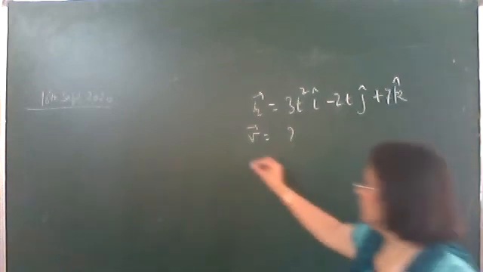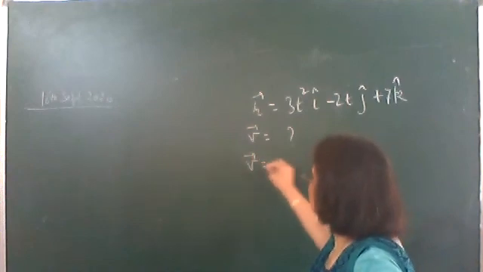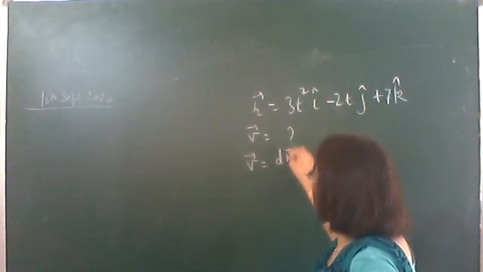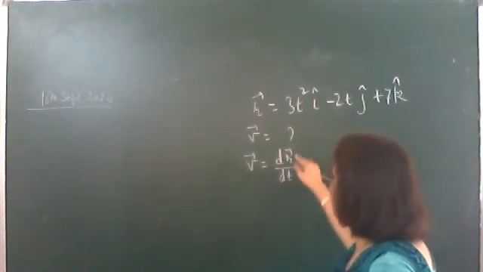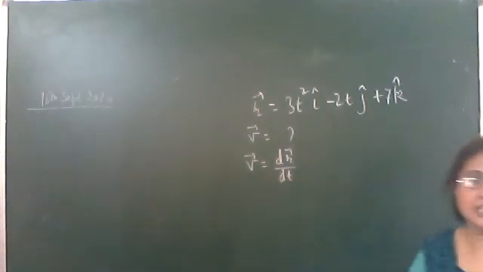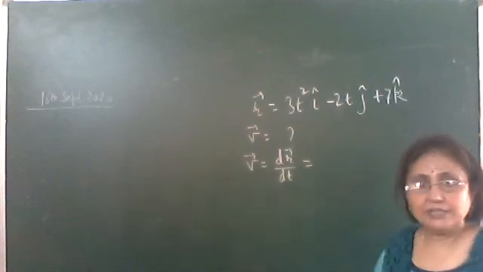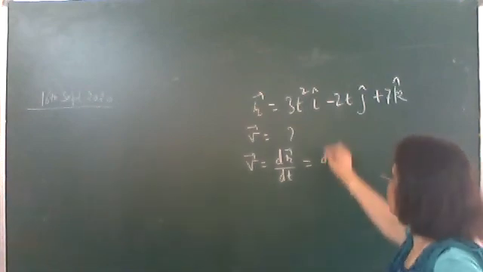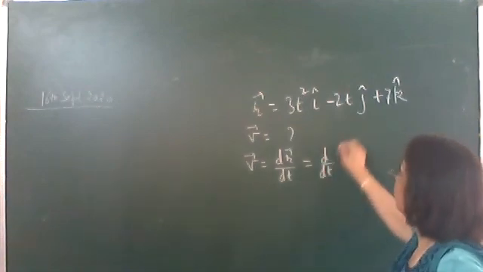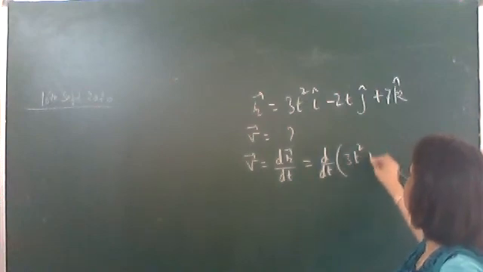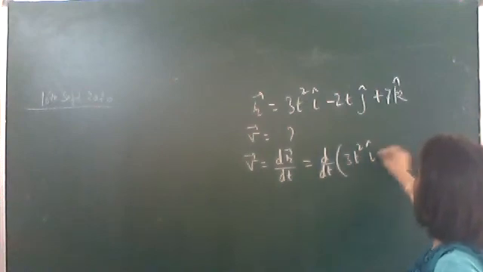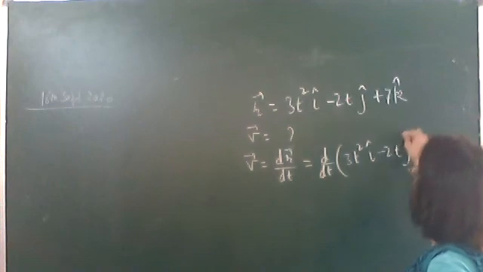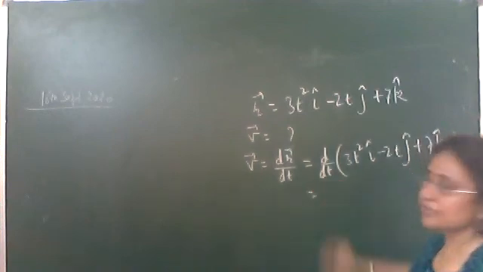We know that velocity is the rate of change of this r with respect to t, that is dr by dt. So what will you do? Differentiate it. d by dt of r vector, and r vector is 3t square i cap minus 2t j cap plus 7k cap. Can you differentiate it?